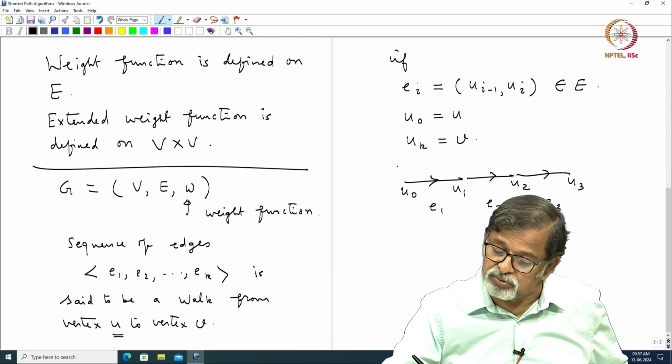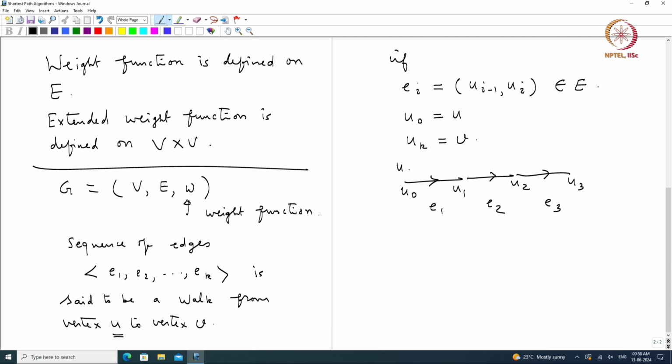First vertex is U, U0 is U. The last vertex is V. So, this U3 is V. So, you are going from U to V in this example using 3 edges E1, E2, E3. The number of edges in a walk is called the length of the walk. Okay?